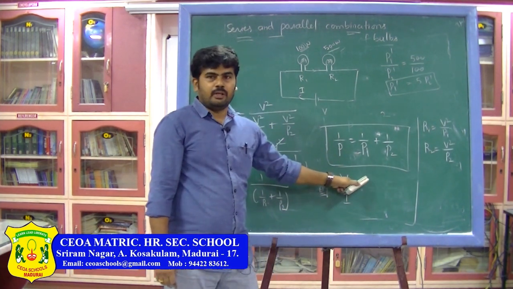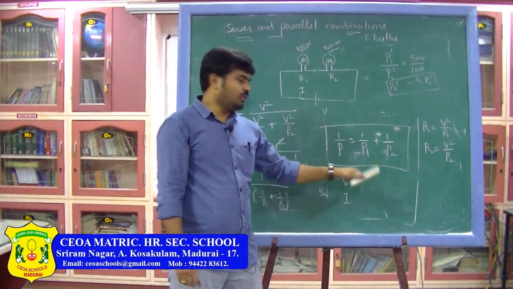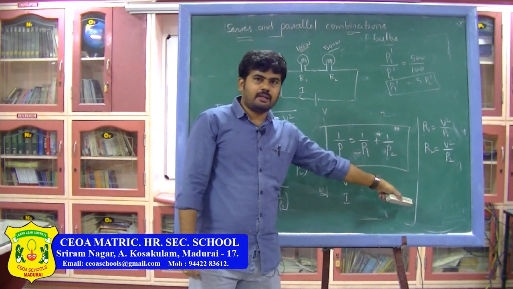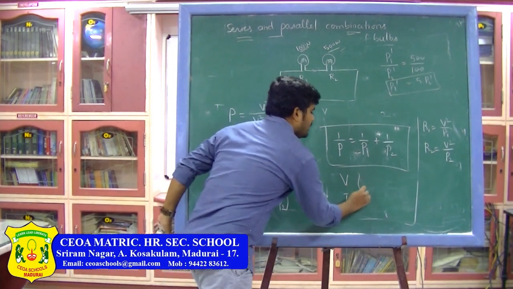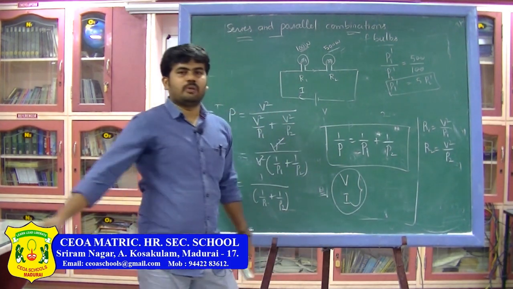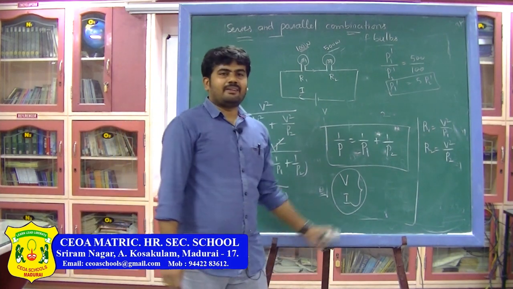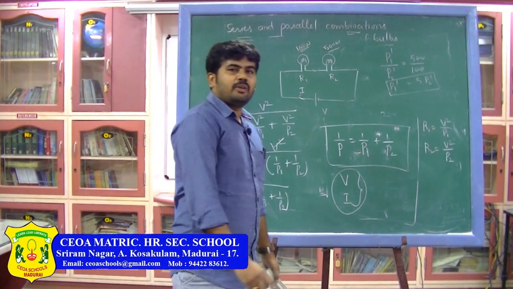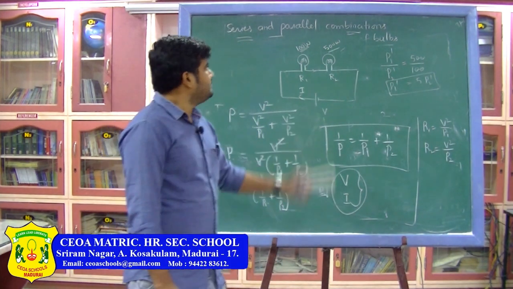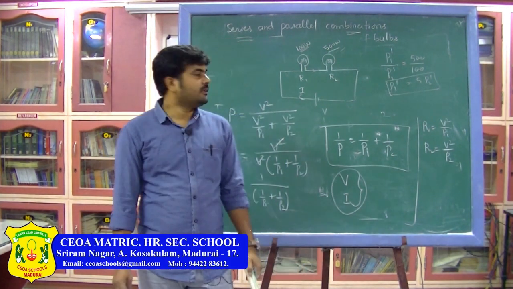will get fused. And if you allow more than the maximum possible current in a bulb, then that bulb will get fused. So these 2 points you have to remember while solving the problems related to bulbs and series and parallel combination of bulbs. So that is about the series combination. Next is the parallel combination of bulbs.